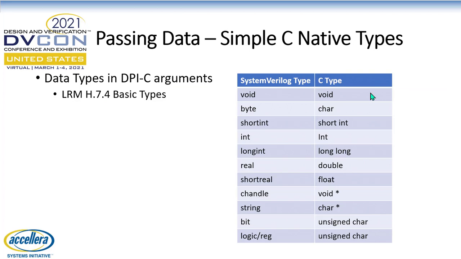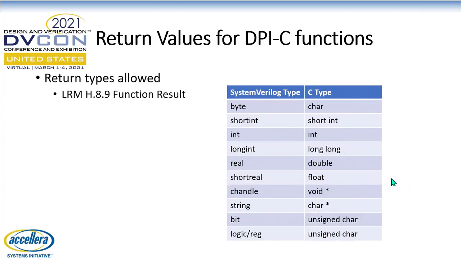What data can we pass back and forth in DPI? Well, these are the arguments that you can pass. You can check the LRM. They're the usual arguments. So char, which is a byte, short int, long int, short real, that's a float, double, void star, strings, logic is passed as an unsigned byte or unsigned char, bit, same thing, unsigned char. What about the return values? They need to be those same things, the small built-in types.